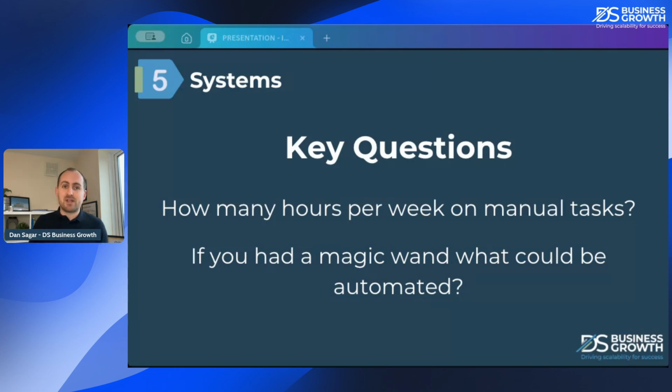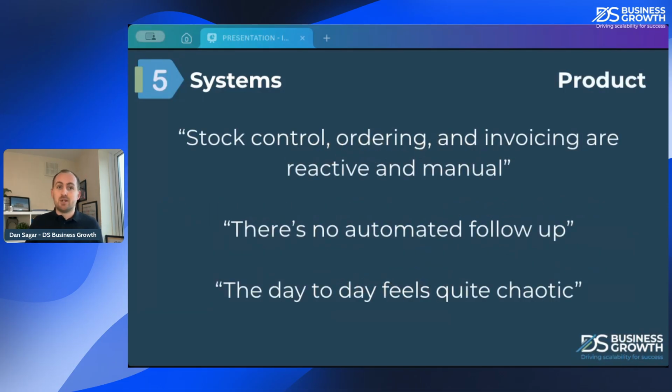And some examples, again, to jump back into our product-based businesses, is stock control, ordering, the invoicing. Is it all reactive and a manual process, typing all these things out?